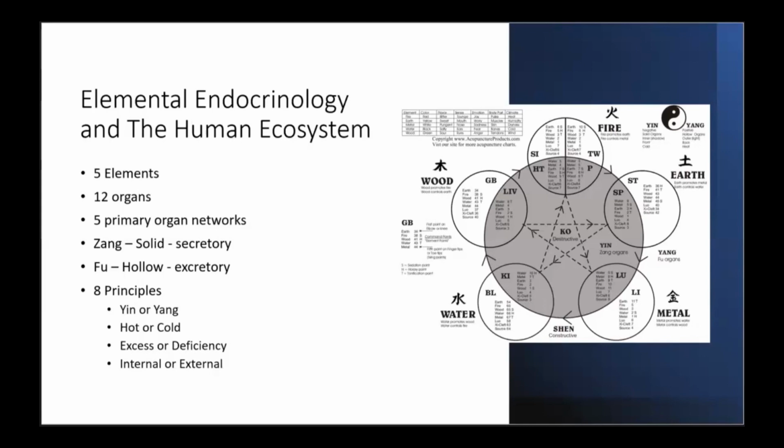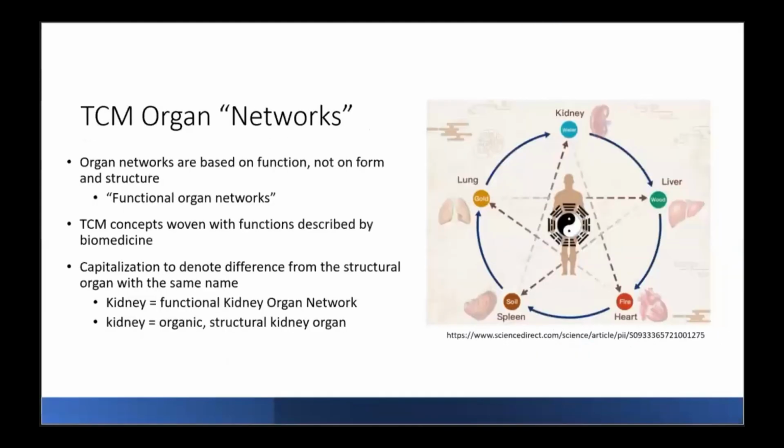Try to make this as simple as possible without too much rambling. So here's the organ networks again. They're based on function, not on form. Okay? Functional organ networks. It's very important. And throughout this talk, you'll see that when I capitalize an organ like spleen or kidney, heart, it means I'm talking about the functional organ network from Chinese medicine. If it's lowercase, I'm talking about the form of the organ that we describe in biomedicine, right? The kidney, right? It's the kind of kidney bean shaped organ that's in the retroperitoneum. Like we talk about that.